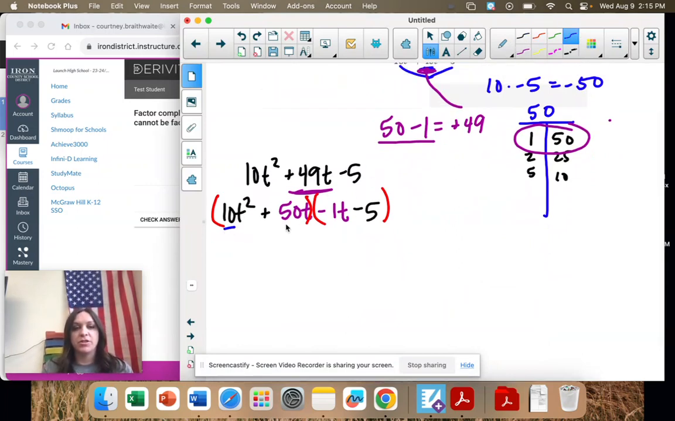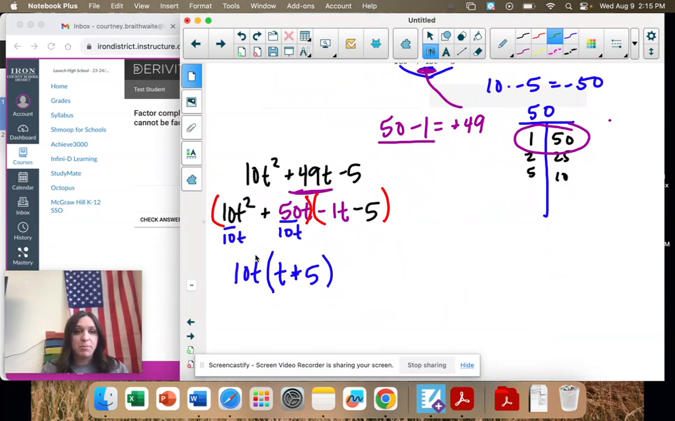So start with the numbers. 10 and 50. What's the greatest number those divide by? 10. And then they both have a t, so we're going to take out a t. So when we write that, 10t, and then what's left over? 10 divided by 10 is 1. T squared divided by t is just t. And then 50 divided by 10 is 5. And we took the t out.